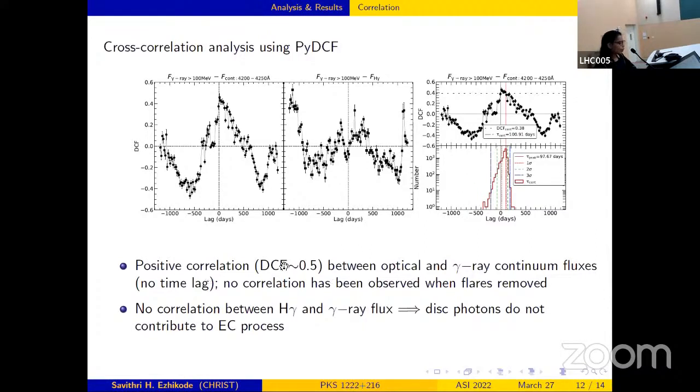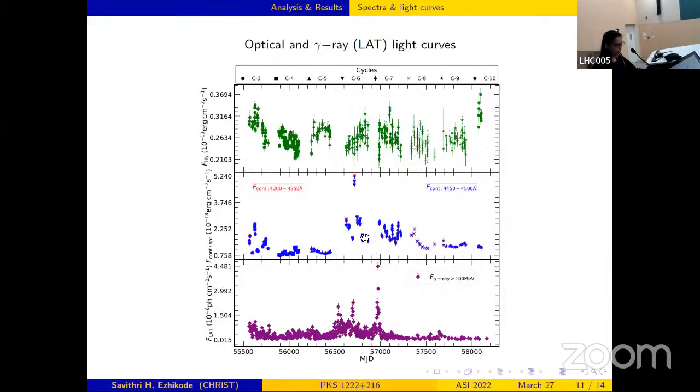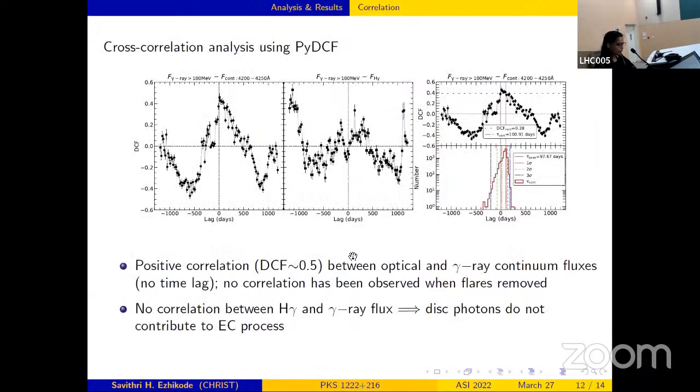And we have also checked whether there is any correlation when the flares are not present in the data, because here we are seeing different flares in both optical and gamma ray light curves. So we tried the correlation between these emission bands by removing the flaring episodes, and in that case we did not find any strong correlation between these 2 emission components.